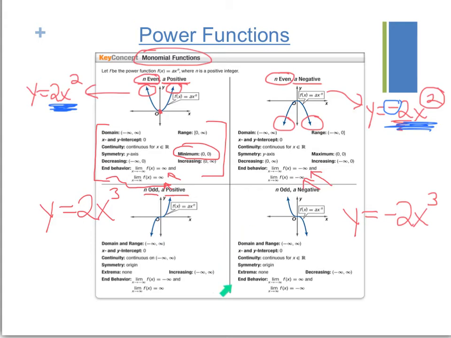Now, all of these functions here analyze the domain, range, x-intercept. I'm not gonna review that with you because we've talked about that for the last 10 or 11 weeks. You guys should be able to graph the function and analyze the domain and the intercepts and the continuity and such.